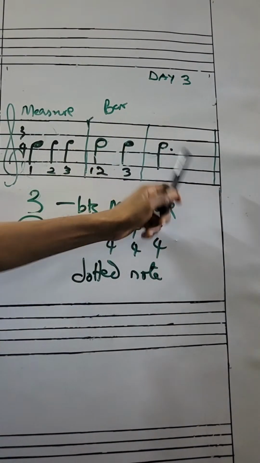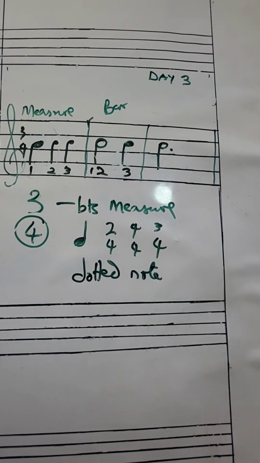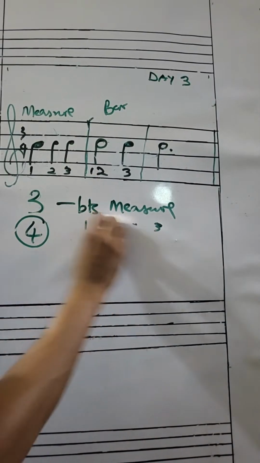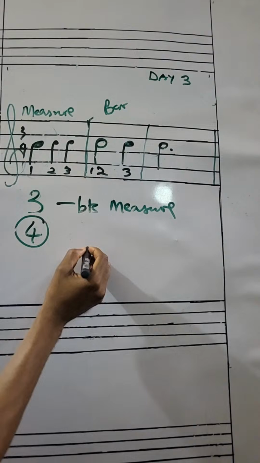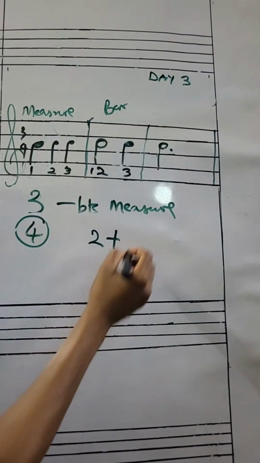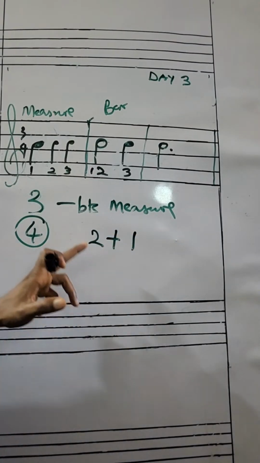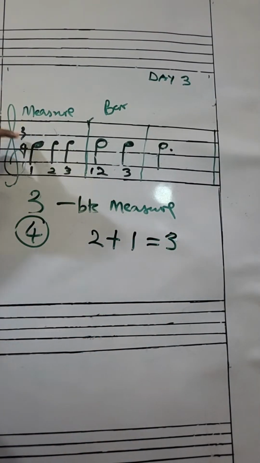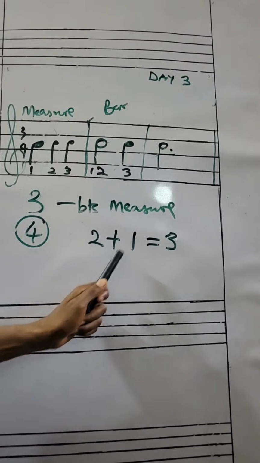You see, I did not add any other note in this measure. Why? In this measure, there is only 1 note, which is your half note. Why did I place only the half note there? If the half note is equal to 2 and your quarter note is 1, that means 2 plus 1 equals 3. And we established here that there are 3 beats in 1 bar. I want to believe that we understand now. So 2 plus 1 equals 3.